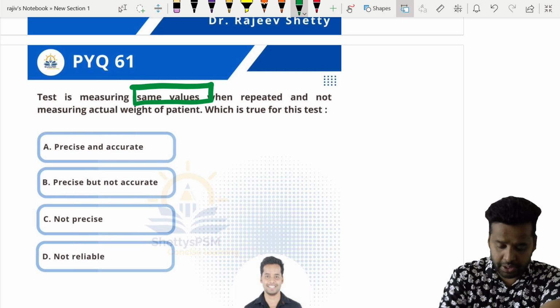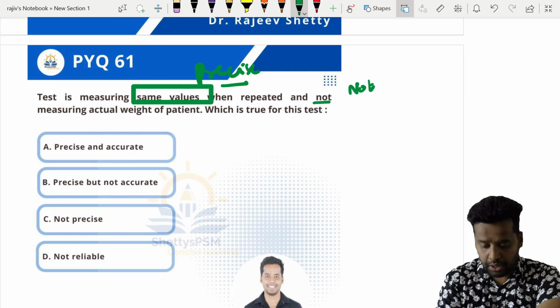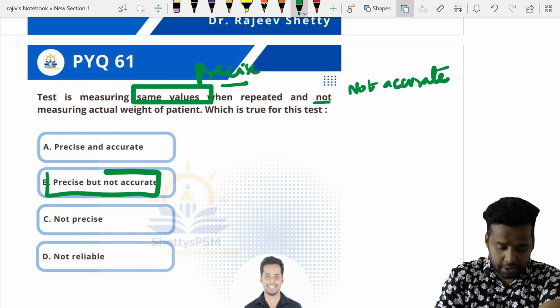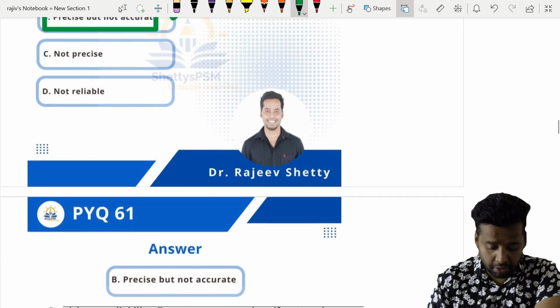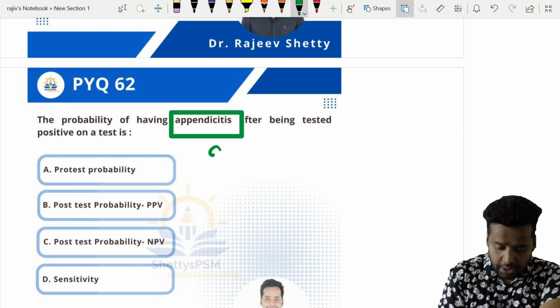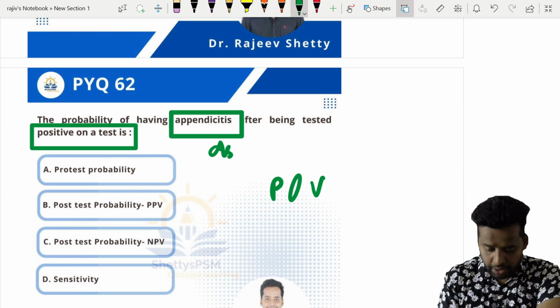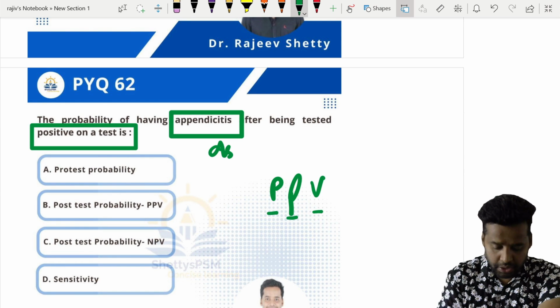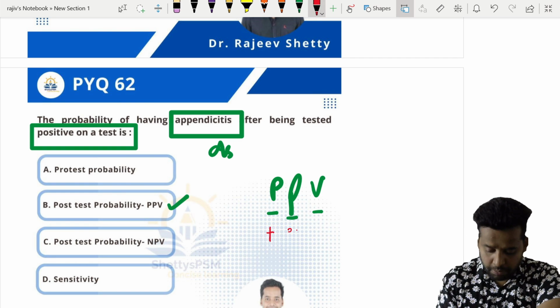That means it is precise. It is precise, but not measuring the actual value, not accurate. Giving the same values is precision, measuring the actual value is accuracy. So your question is saying it is precise but not accurate, not valid. The probability of having disease after a positive test, that means it is positive predictive value. The test results are positive. What is the chance of having disease? Everything is within the words: positive prediction, having disease, expressed in percentage.